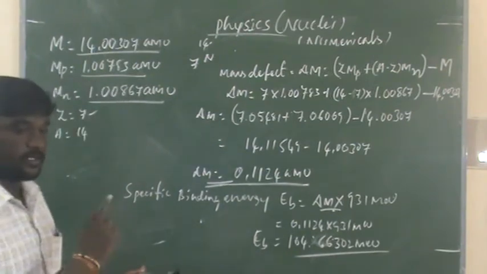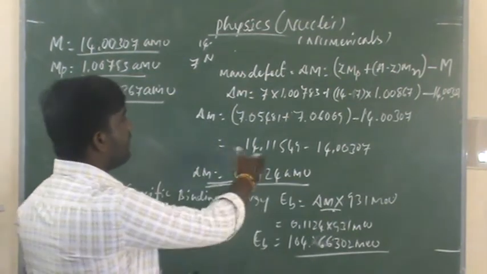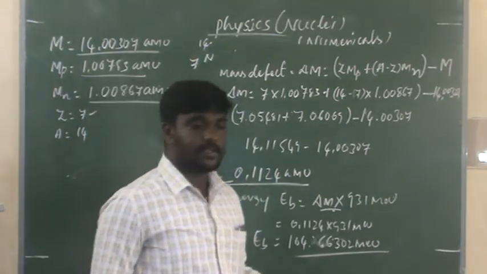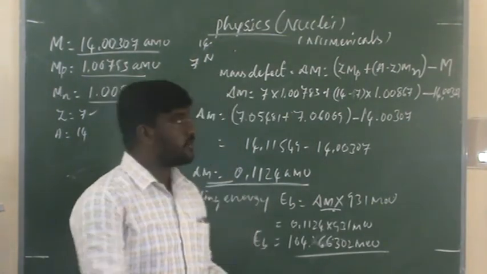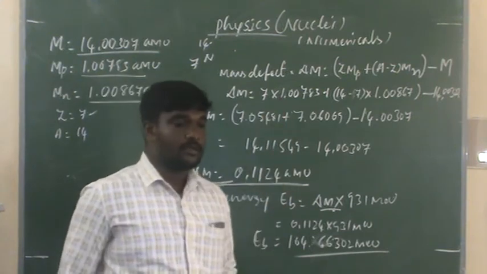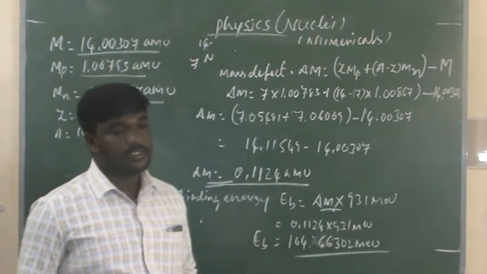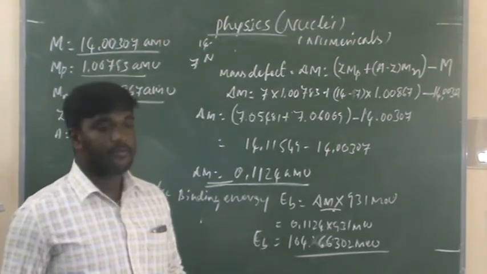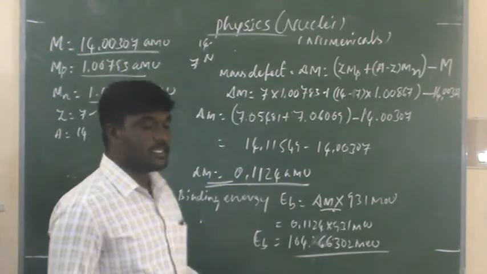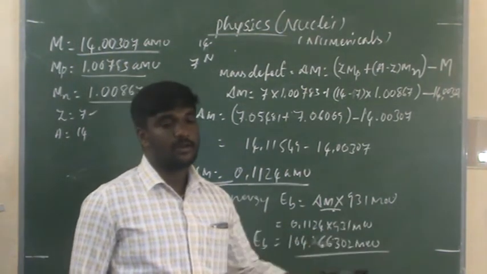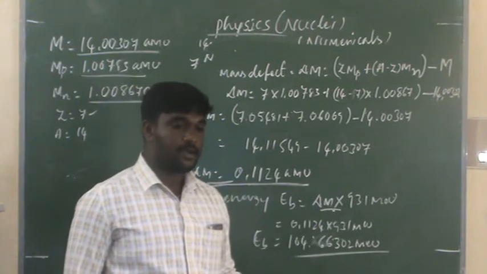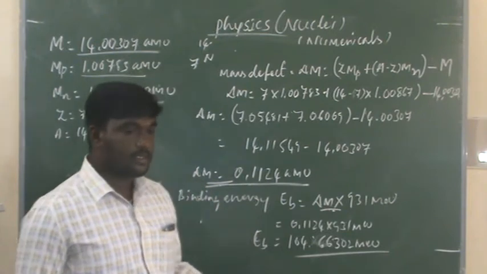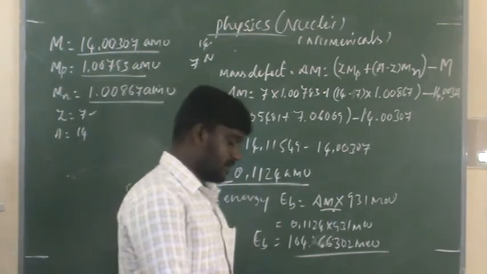Units are very important, including units also. One mark is for units. This is the mass defect. When a numerical is given to find the mass defect and binding energy, we use the formula of mass defect, that is Z Mp plus A minus Z Mn, minus rest mass of the nucleus. This is the binding energy of the nucleus, that is EB equals mass defect multiplied by 931 mega electron volts. Finally we got the binding energy of the nucleus. Clear? So this is the answer for this numerical. Next question.